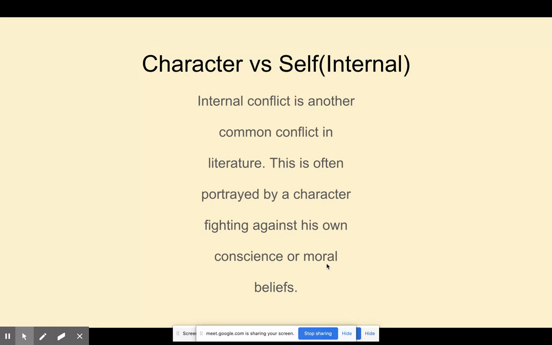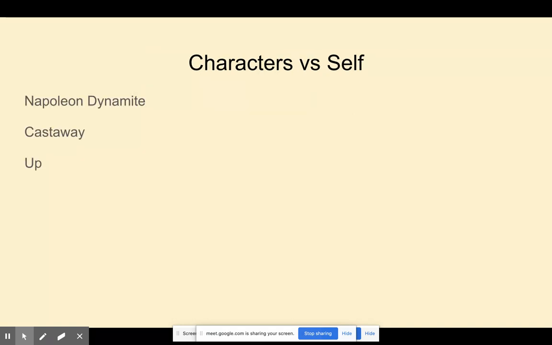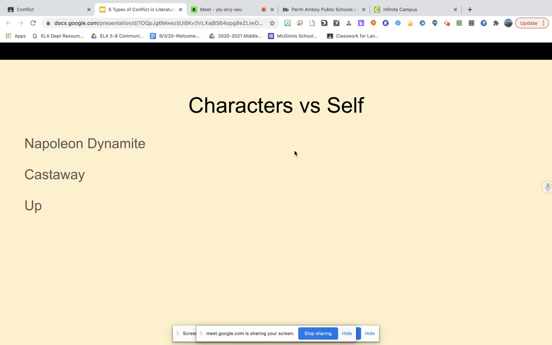So we just finished reading Belle Prater. Belle Prater does have a lot of character versus self inside of it, right? So both Belle and Woodrow are dealing with their own internal problems that they're trying to figure out and make themselves deal with.